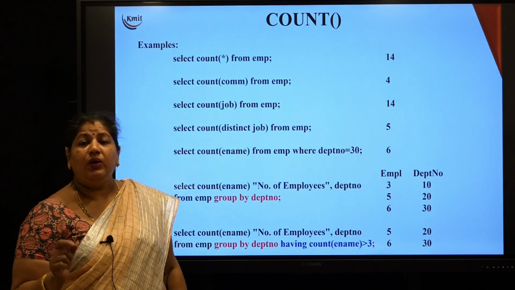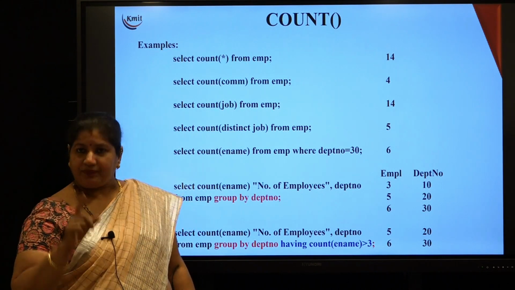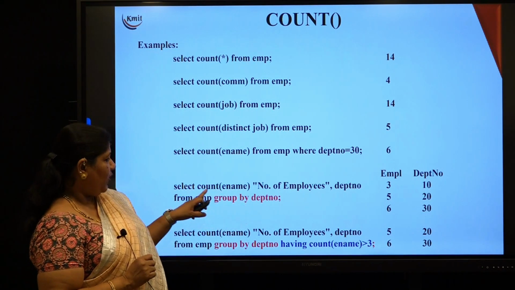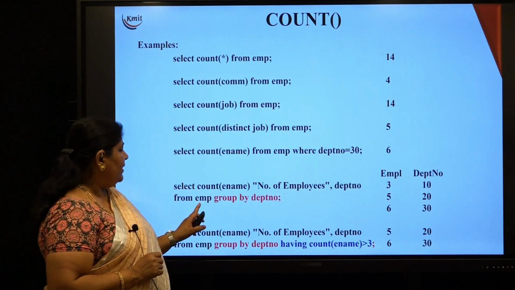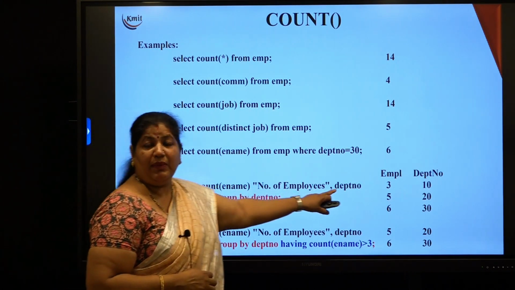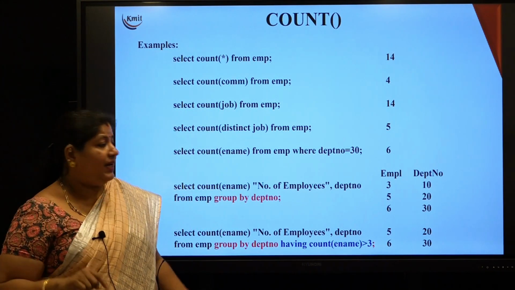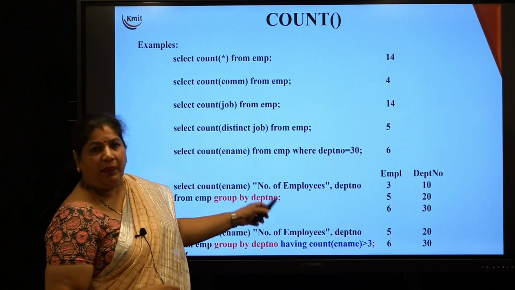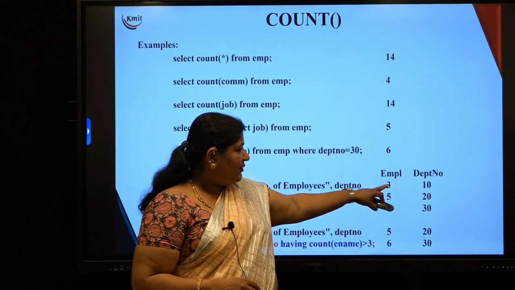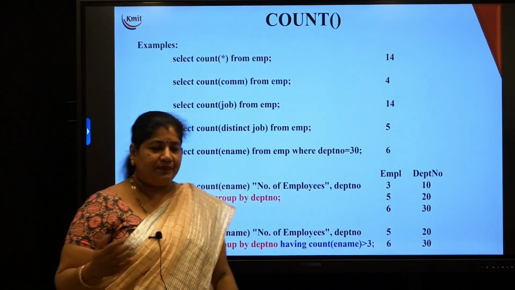When I want to know the number of employees in a particular department, department-wise number of employees, look at this. Count e-name, number of employees, and I also give department number here because I am grouping by department number. So in each category, how many employees are there? Group by department number. I got it as 3, 5 and 6 in the respective departments.